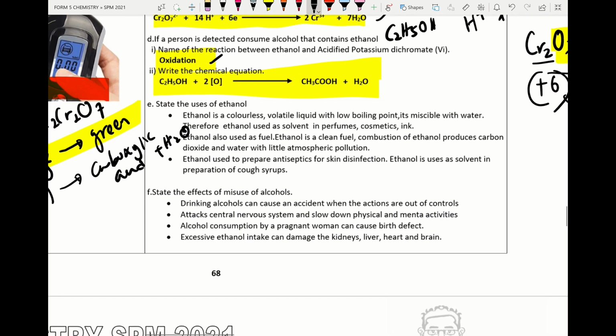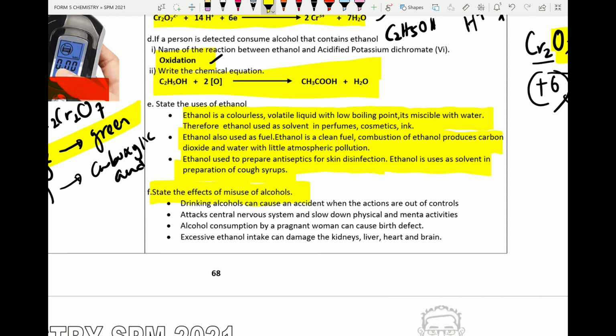All right, now we go for stating the uses of ethanol. The uses of ethanol are related to its properties. Ethanol is a colorless liquid, volatile. It has a low melting and boiling point, and is miscible with water. Therefore, it is used as a solvent in perfume, cosmetics, ink. Ethanol is used as fuel. Ethanol is a clean fuel. Combustion of ethanol produces carbon dioxide and water with little atmospheric pollution. Ethanol is also used to prepare antiseptic for skin disinfection. Ethanol is also used as a solvent in cough syrup.